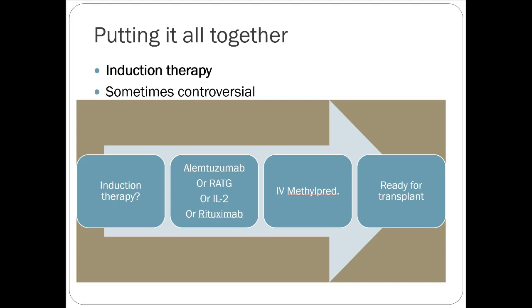So if you're going to induce, the drugs you're going to look at using are usually alemtuzumab, rabbit antithymocyte globulin, IL-2s, or rituximab. Also, all patients are probably going to get IV methylprednisolone, a pretty high dose. We're talking about like 10 times what you'd give somebody for an asthma exacerbation. You might give somebody 125 milligrams IV if they have an asthma exacerbation. You'd probably give somebody 1,000, maybe more, for one of these.